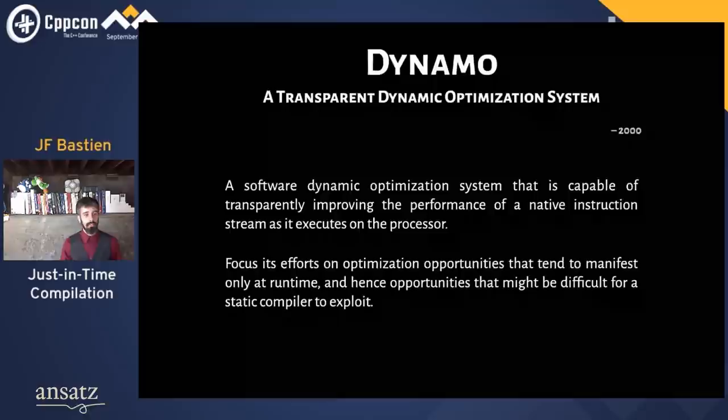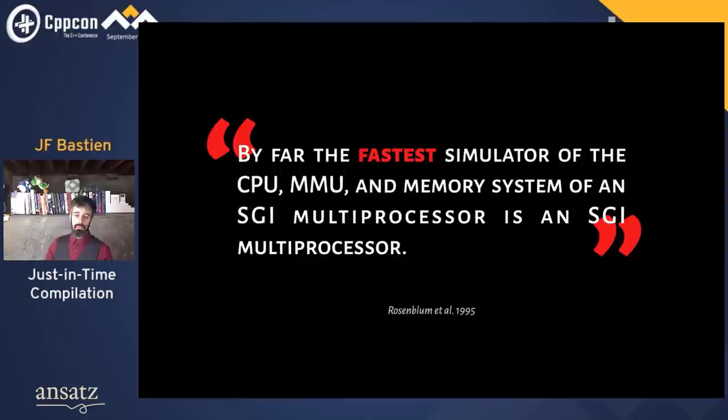All right. And related to that, there's a really good quote from another paper that says, by far the fastest simulator of the CPU, MMU, and memory system of an SGI multiprocessor is an SGI multiprocessor. That sounds like a tautology, right? But in other words, what this actually says is when the source and target architecture are the same, as is the case when the goal is to dynamically optimize something, then the source program can be executed directly on the CPU. And so remember the slowdowns that we quoted in Embra about simulation? If you simulate on the target architecture itself, then you can erase many of the performance costs. And that's kind of cool, right?